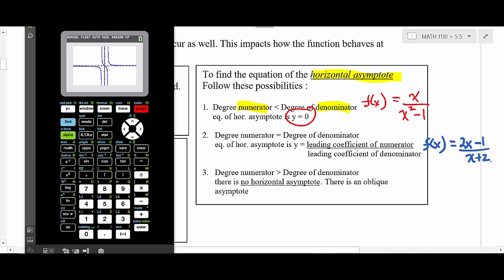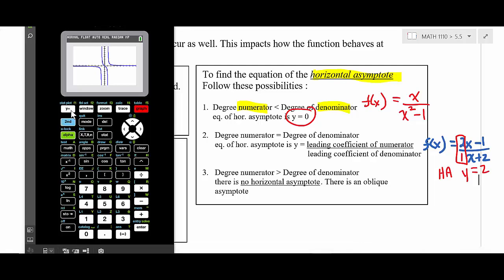Okay, what's the degree of the top on this problem? 1. What's the degree of the bottom? 1. So if they're the same, if the degree of the numerator and denominator are the same, the answer is the leading coefficients ratio. So what you would end up getting on this one is this. Your answer is right there. So your horizontal asymptote would be y equals 2.